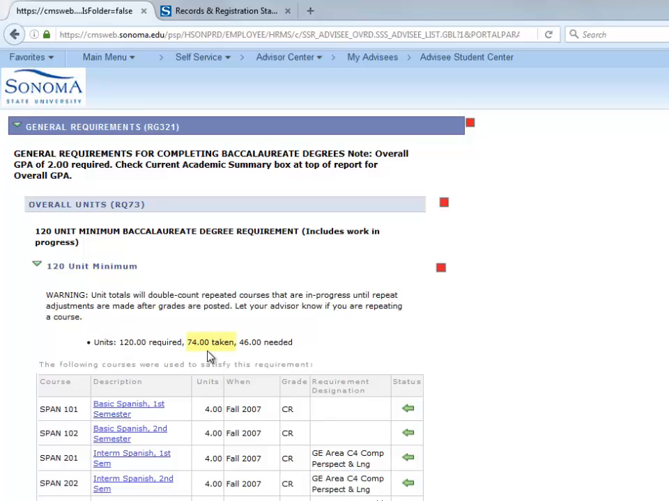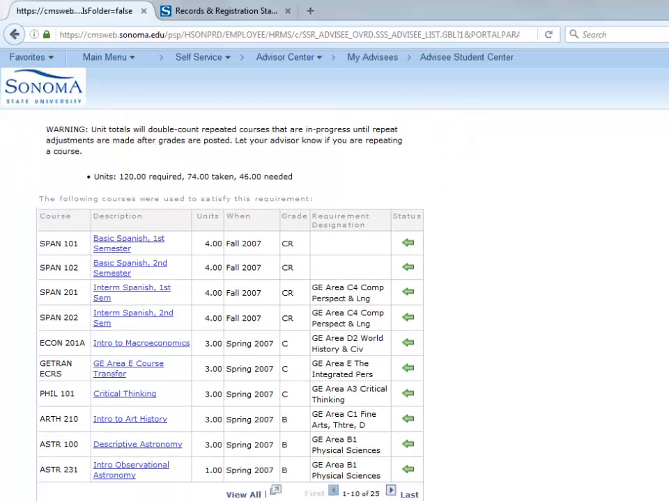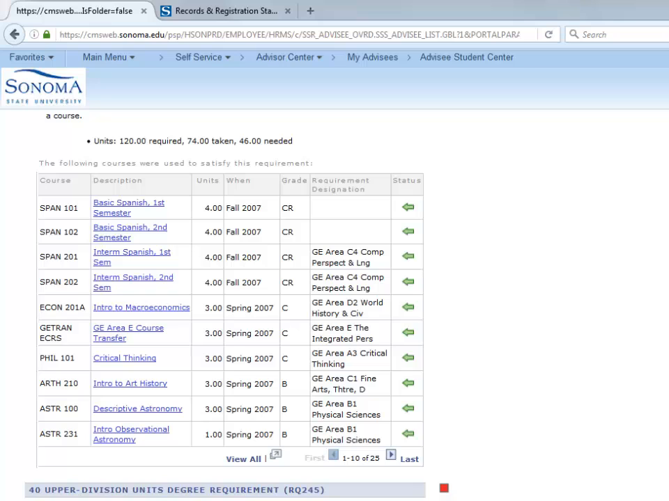It is important to note that the units listed under taken on the ARR include courses for which you are currently registered or enrolled in. This means that if you drop a course or you fail a course, the number of units taken will decrease by that amount, and the number of units needed will increase by that same amount. This is one example of a reason why it is important for you to check your ARR regularly in order to stay on track. Below this, you will see the courses that are counting toward your degree requirements.